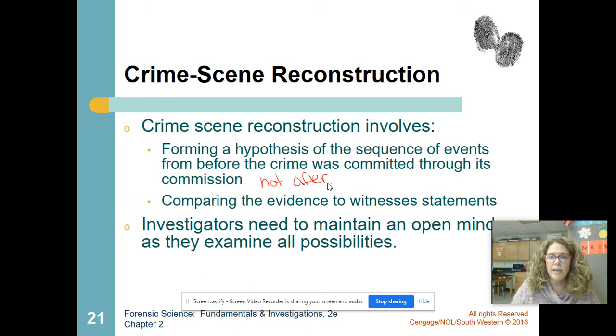The investigators need to maintain an open mind as they examine all possibilities. Basically, you need to be able to check your bias. Don't go into an investigation with your mind set on saying someone is the suspect, they are guilty, because at that point your brain will filter out evidence that does not support your preconceived notion of who committed the crime. It takes a lot of work to open up your mind like that and examine all the possibilities and all of the suspects and follow all of the paths.